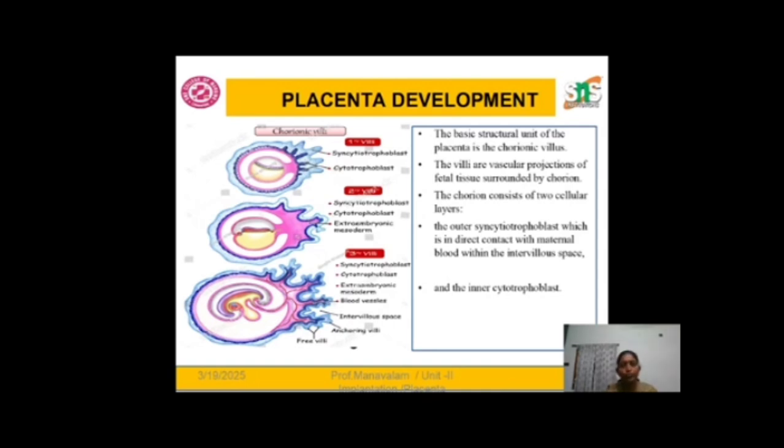embryo. The first layer, the light blue layer, is called the syncytiotrophoblast. The inner dark blue layer is called the cytotrophoblast. Inside that, the pink layer is called the extraembryonic mesoderm. Inside that is the chorionic plate.